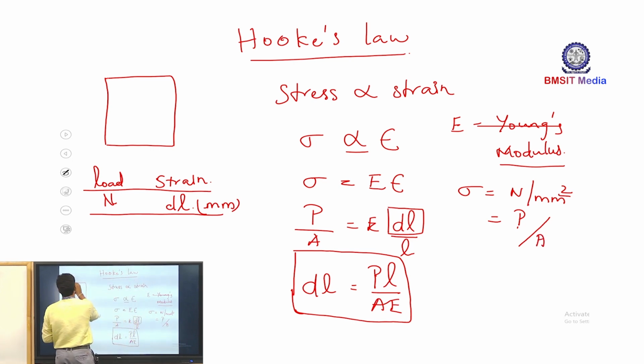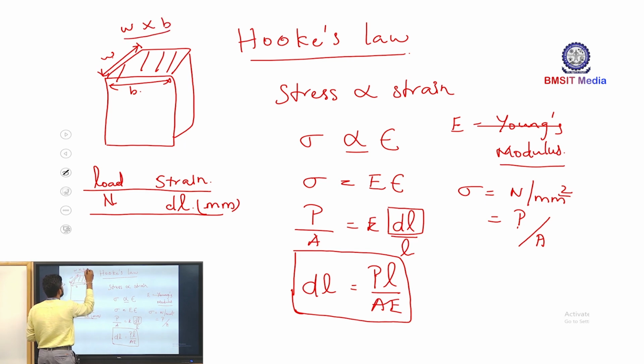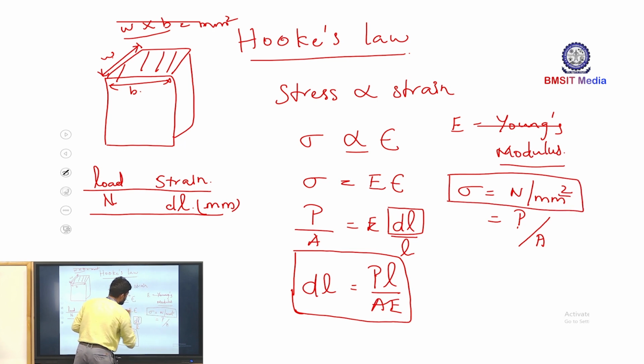And the SI unit of area, the cross sectional area, you are going to measure. If this is your cross sectional area, and you take this as your width and this as your breadth, you will be calculating W into B. So it is nothing but mm square, so the unit of your stress is Newton per mm square.